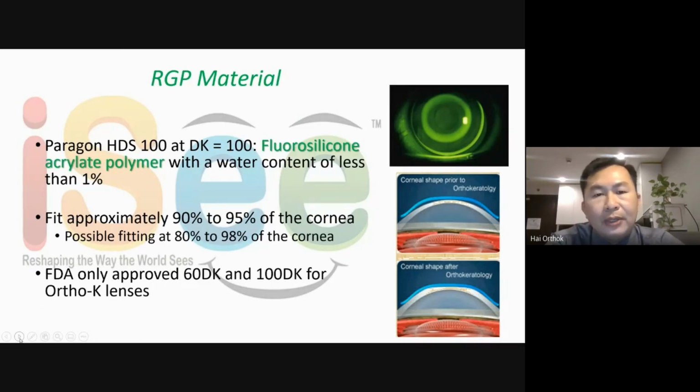The material of the Ortho-K, as most people know, is fluorosilicone acrylate polymer with 1% of water. We are fitting Ortho-K at about 90 to 95% of the cornea, and we possibly can fit up to 80% to 89%. It depends on the myopia and on the cylinder. If you have very high myopia and high cylinder, we need a larger lens, approximately 89%. But if you can fit the Ortho-K at 80% and the visual acuity is stable, it's the best. A small lens that fits well is better than a bigger lens.